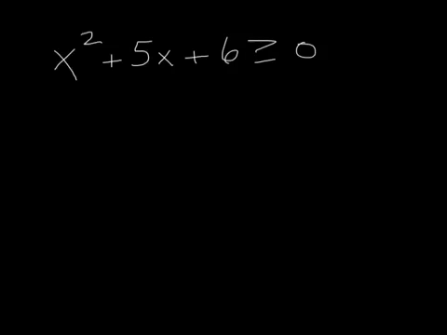Let's solve the following quadratic inequality. The first thing you want to do is find what's called the critical points. So we're going to factor the left-hand side, and we get the two critical points.